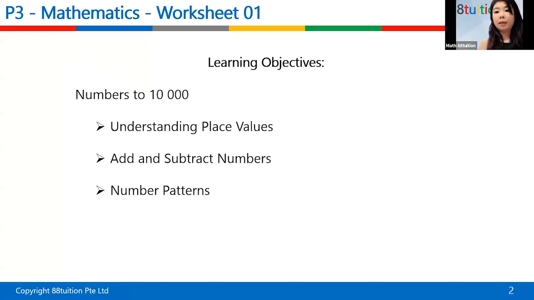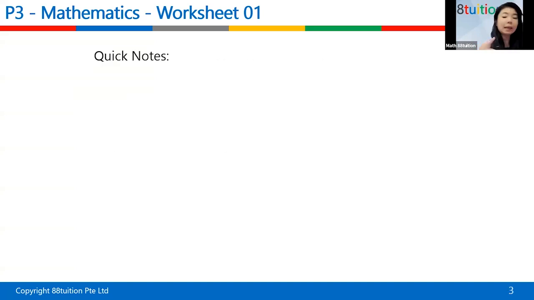This is what we're supposed to know today. The first lesson, we are supposed to understand place values, add and subtract numbers, and number patterns. I noticed that in the homework section, a lot of people have trouble with this. Maybe you have not seen much number patterns in primary 2, so today let's focus a bit more on number patterns. Number patterns are slightly challenging in the sense that it requires a bit more creative thinking, so we'll try and tackle that more today.